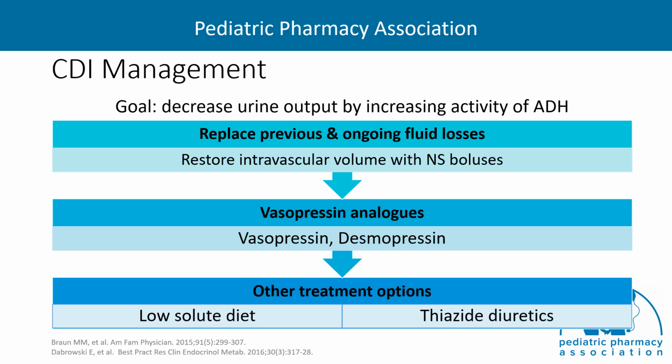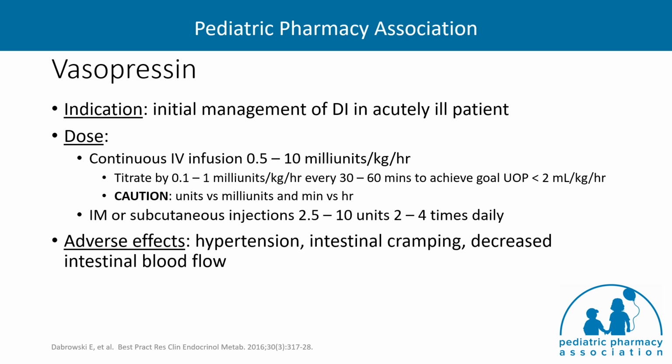Vasopressin analogs are going to be the mainstay of treatment in patients with diabetes insipidus. Other treatment options include low solute diet, including low sodium and low protein, as well as thiazide diuretics. Vasopressin, or antidiuretic hormone, is indicated for the initial management of acutely ill patients with central diabetes insipidus.